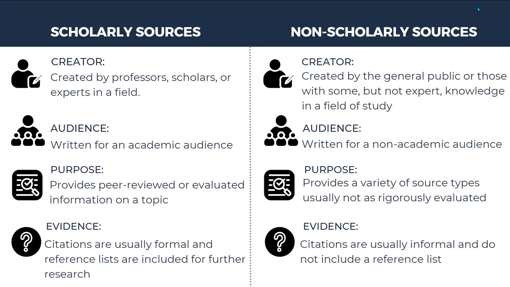So these are good, again, like news articles and other magazine sources that would add to your research. But scholarly sources are usually better. They're created by people in the field, so professors, scholars, or experts, so they have that really deep knowledge of the field that they're writing in, and they're able to speak more to that. They're written for an academic audience. They're usually scholarly journals and books, written for people with knowledge of that subject too. The purpose of those is usually providing peer-reviewed articles or evaluating information on a topic. So it's gone through a deeper editorial process to be analyzed before it's published, unlike most non-scholarly sources.